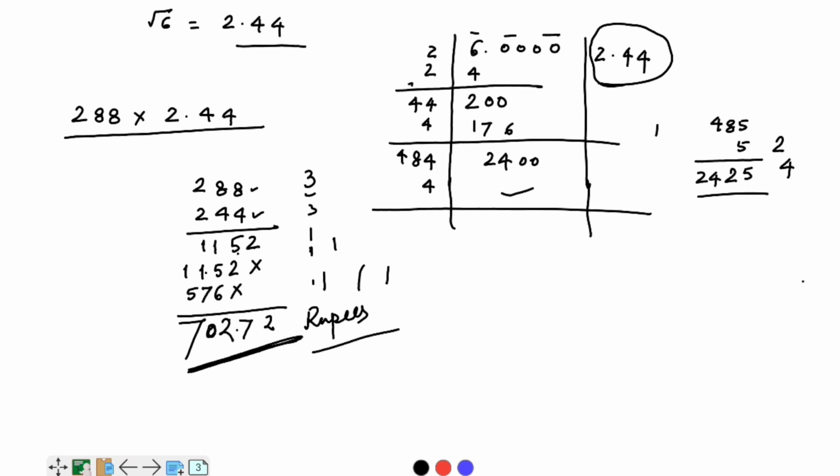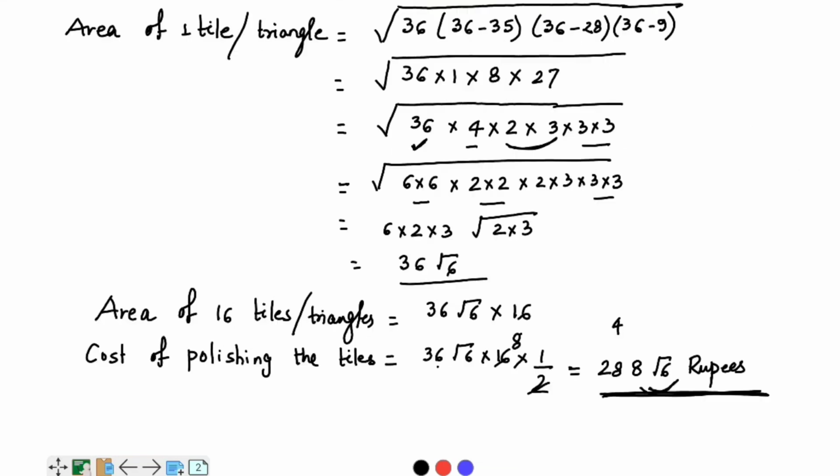You can say 702 rupees 72 paise. This is what we have to find out, the cost of polishing the tiles at the rate of 50 paise per centimeter square. Okay, so it's an approximate value. So you may get a slight difference, but this is okay. This is the answer. There can be a small difference in finding the decimal. If you take 2.45, you might get a slightly different value, but this is all. Right. 702.72 rupees. Okay.